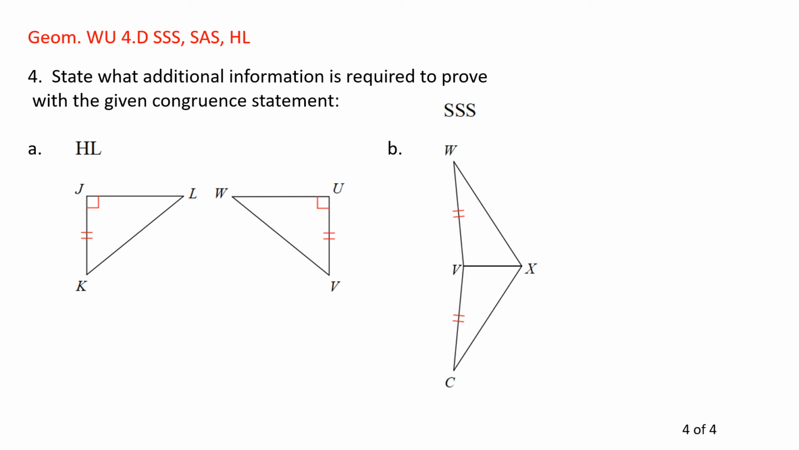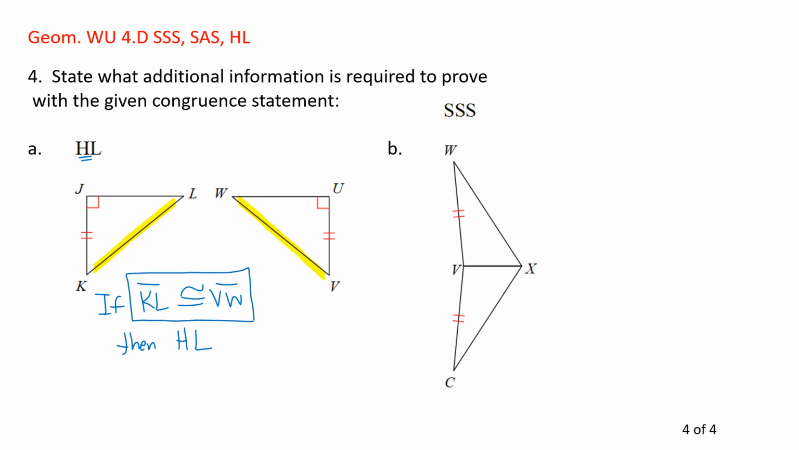Same thing. What additional information? In this case, again, I want hypotenuse leg. I know the right angle. I know one of the legs. I must prove that KL is congruent to VW. If that's the case, then those are congruent. So if it's true that KL segment is congruent to VW segment, then these two triangles would be congruent using hypotenuse leg.